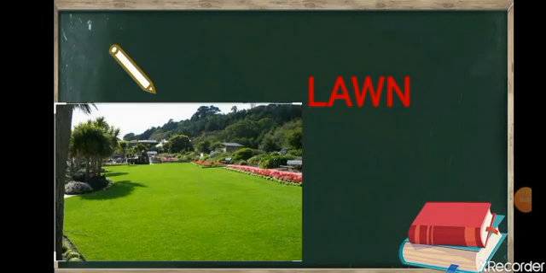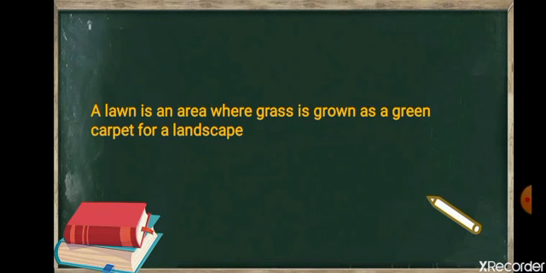We'll study lawn and lawn making. A lawn is an area where grass is grown as a green carpet for a landscape and is the basic feature of any garden. It serves to enhance the beauty of the garden. Proper lawn maintenance plays a crucial part in any landscape design.